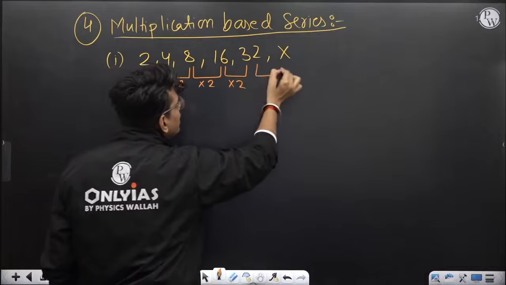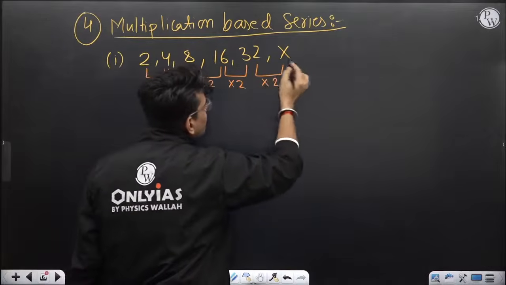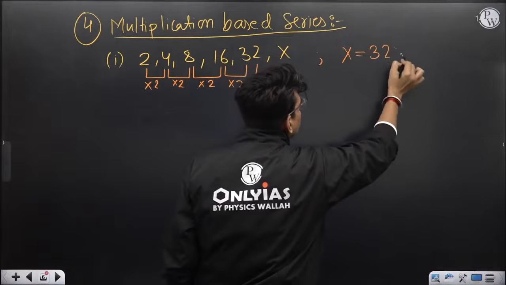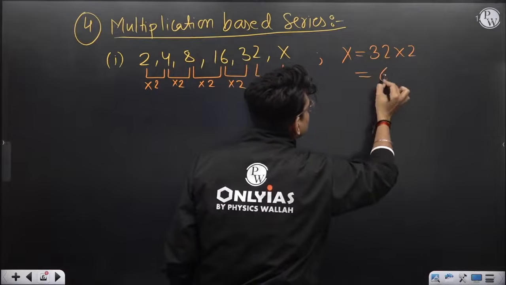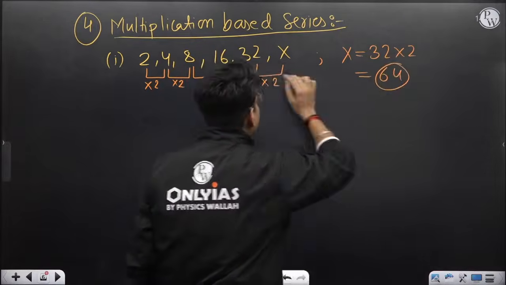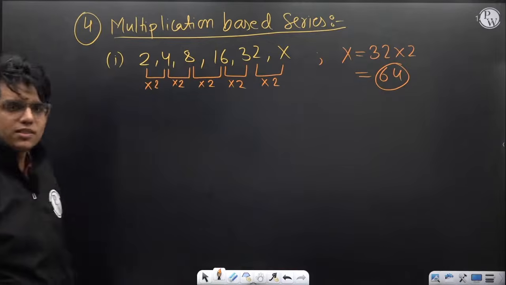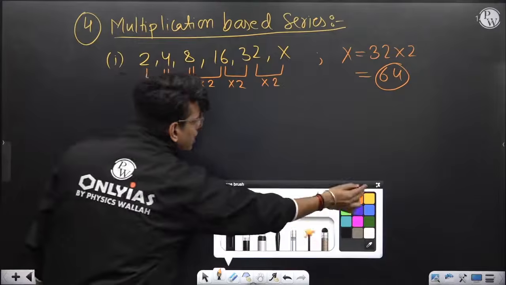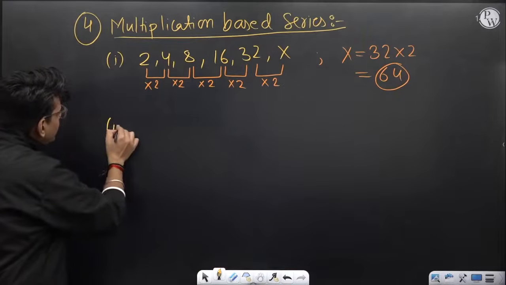So similarly, for x we have to multiply it by 32. So x is nothing but 32 into 2, which is 64. So the last term for this series is 64. Similarly, we can get some different series from multiplication.